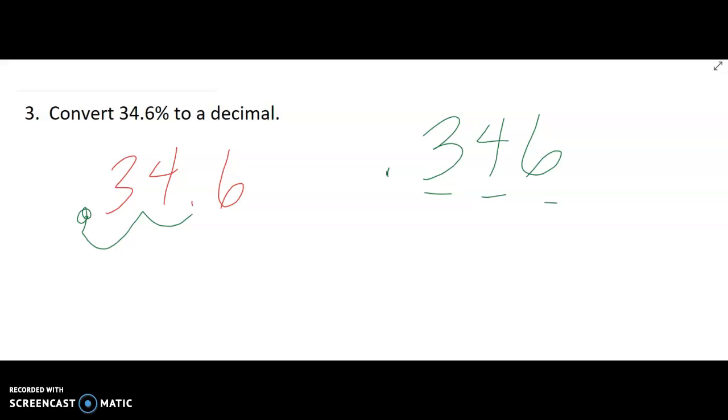Now let's go the other direction. Let's go from a decimal to a percent. Now you can kind of do the same thing. If you want, you could turn this into a fraction first over 100, then to a percent, but that's a little bit more difficult. It kind of goes the other way. If to change from a percent to a decimal, we divide by 100, then going from a decimal to a percent, we multiply by 100.